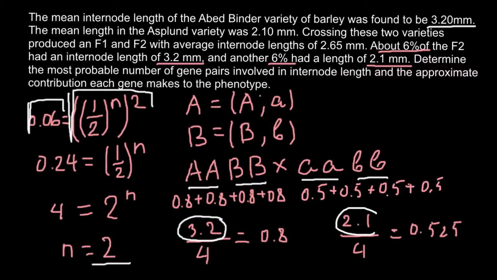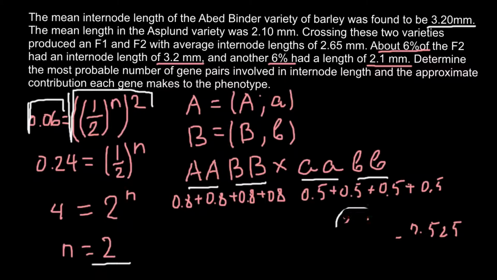So each allele here would contribute this number, and when we add all 4 alleles, we are going to get 2.1. So as you see, now we can easily explain why in the F1 generation, when we cross these two parents, we had this internode length, because the genotype of the F1 generation was as follows. So let me clean the space here. When we cross these two parents, the F1 generation was capital A, small a, and capital B, small b.